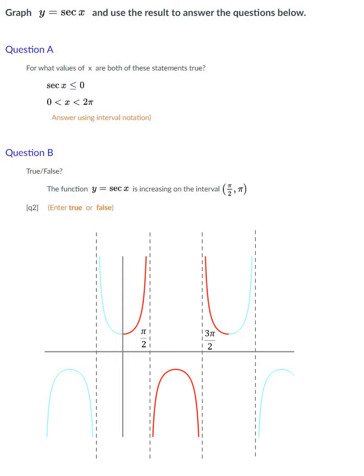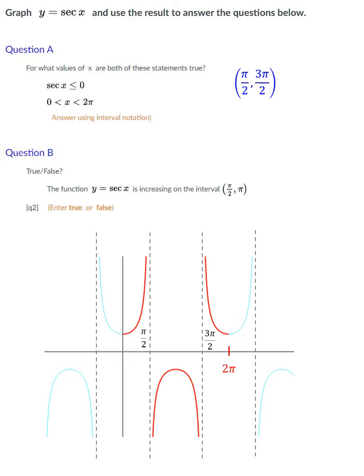You can see by looking at the graph, there's that U-shaped thing underneath the x-axis that goes from pi over 2 to 3 pi over 2. That's the answer to question A, because for any value in that interval, the y-coordinate will be negative, and hence the secant will be negative, and hence less than 0, as prescribed by the question.